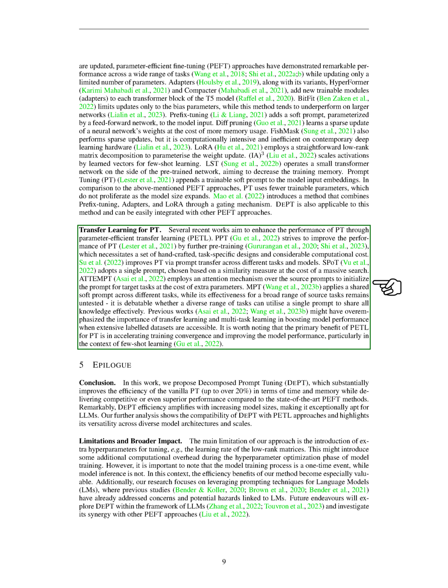ATTEMPT uses an attention mechanism over the source prompts to initialize the prompt for target tasks, but it requires extra parameters. MPT applies a shared soft prompt across different tasks, but its effectiveness for a wide range of source tasks is untested. It's still a matter of debate whether a diverse range of tasks can effectively use a single prompt to share all knowledge. Previous studies may have overemphasized the role of transfer learning and multitask learning in enhancing model performance when extensive labeled datasets are available. It's important to note that the main advantage of PETL for PT is to speed up training convergence and improve model performance, especially in the context of few-shot learning.